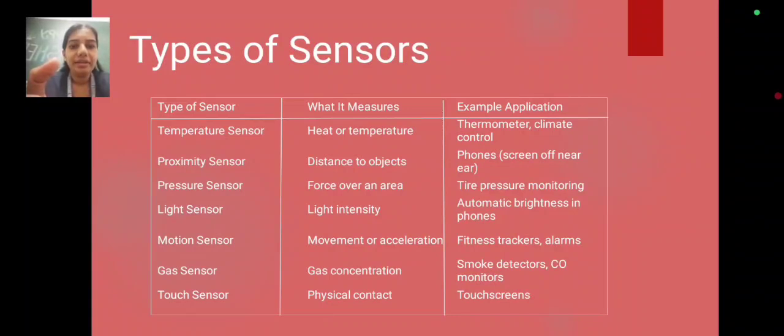Next sensor is the light sensor and it measures light intensity. The example of a light sensor is automatic brightness in phones. The next sensor is the motion sensor, which measures movement or acceleration. The example for a motion sensor is fitness trackers or alarms. The next sensor is the gas sensor, and it is used to measure gas concentration. The example of a gas sensor is smoke detectors or CO monitors. The last sensor is the touch sensor, and it measures physical contact. The example of a touch sensor is a touch screen.